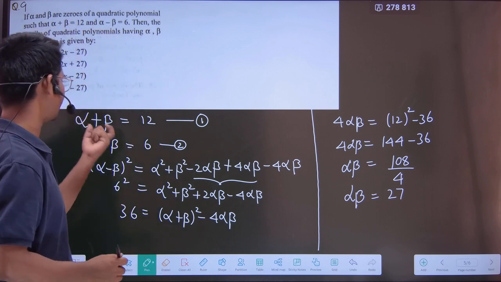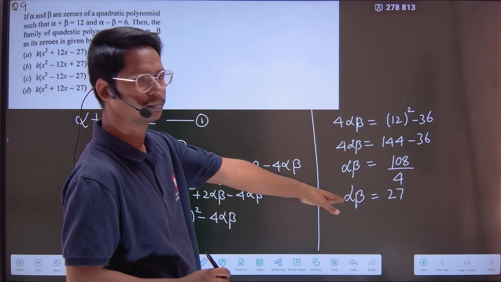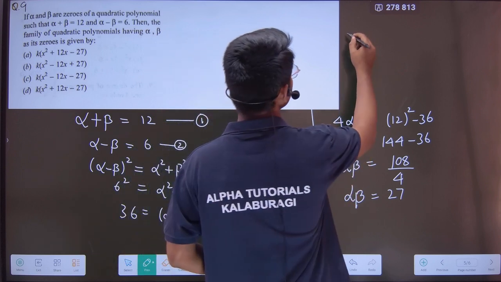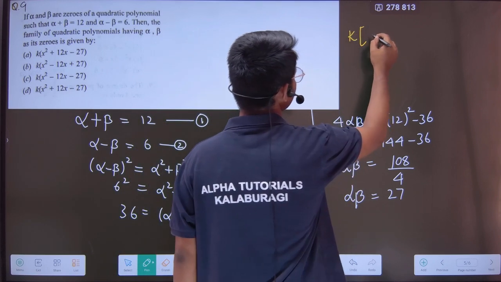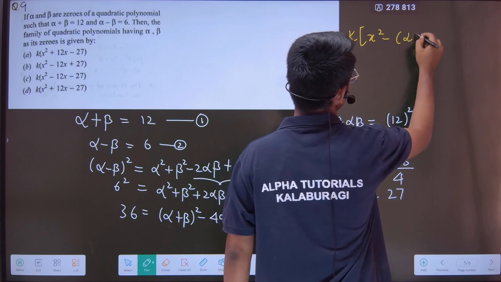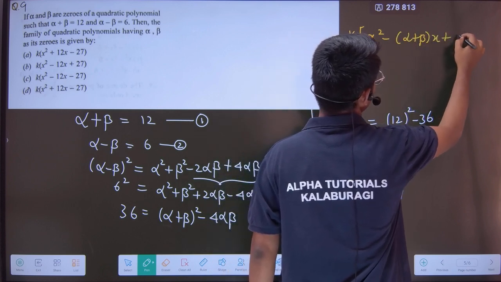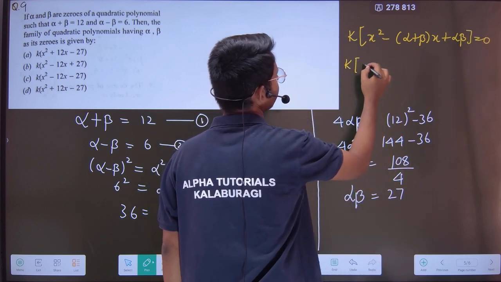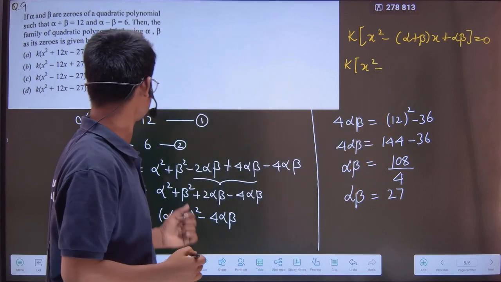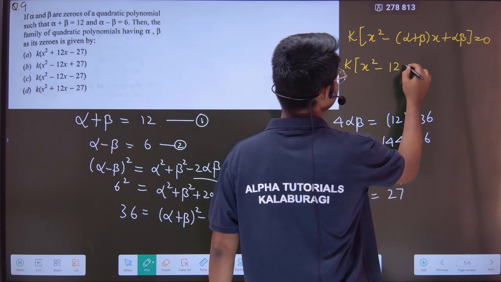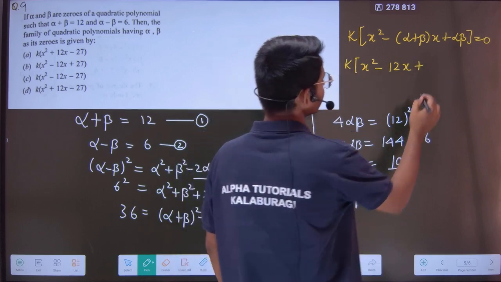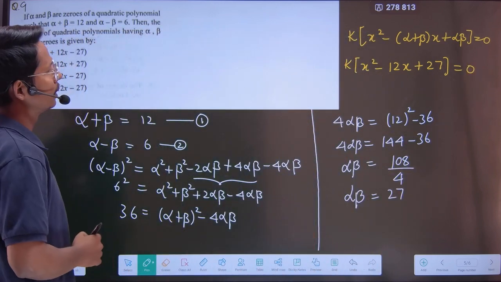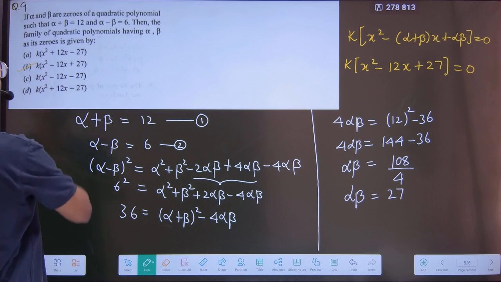So the sum of zeros is already given, and we have got the product of zeros also. Now we will make use of the standard form of a polynomial. So what is that? It is k family: k can be some constant, x square minus (alpha plus beta) x plus alpha into beta. So we will substitute: k x square minus the sum of zeros, which is already given, 12, x as it is, plus the product of zeros, equal to 0. So which is the option? x square minus 12x plus 27. It is option B. Correct?